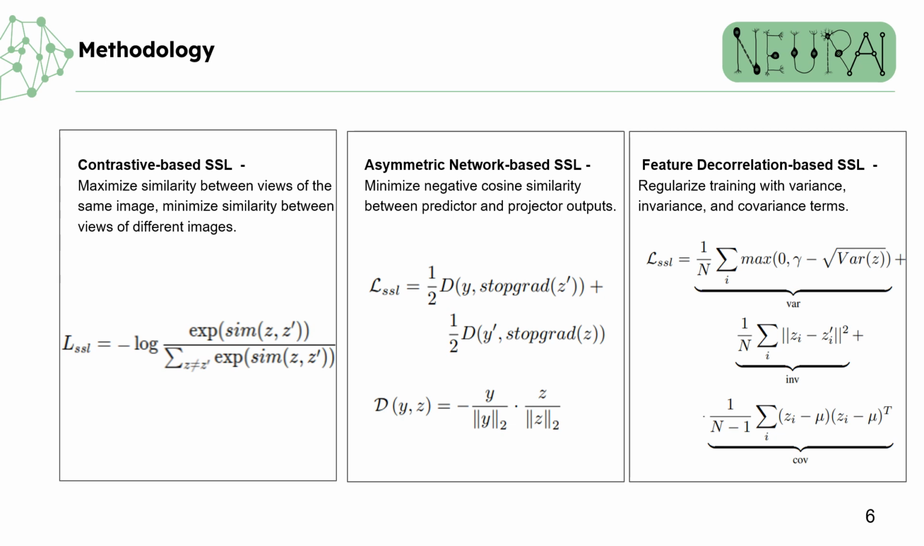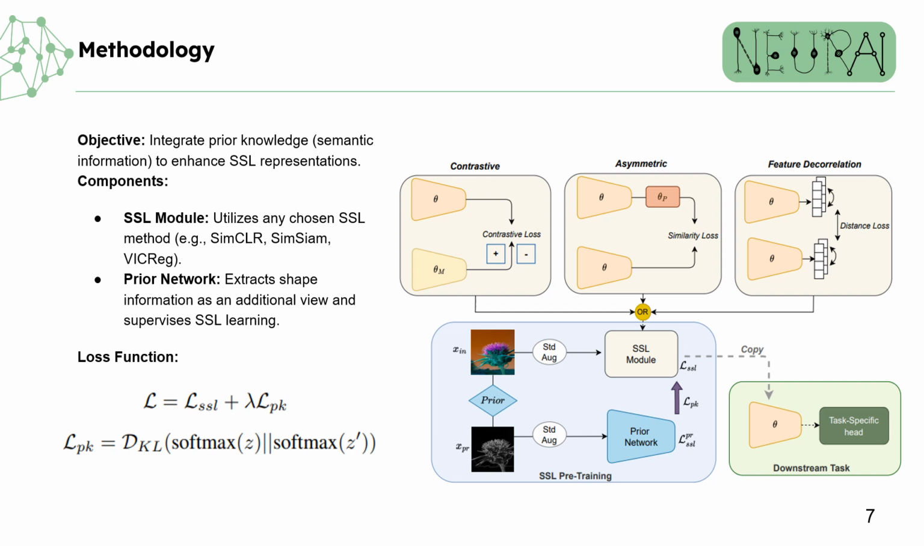In our work, we use our method on three types of SSL methods: the contrastive-based SSL methods, the asymmetric network-based SSL, and the feature decorrelation-based methods. We aim to integrate prior knowledge to reduce reliance of SSL techniques on strong augmentations. We take inspiration from the human brain and the cognitive process where humans rely more on shape rather than textural information. We introduce shape as an inductive bias and an additional knowledge to help the learning process. This approach aims to improve model generalization by incorporating high-level abstractions into the training process.